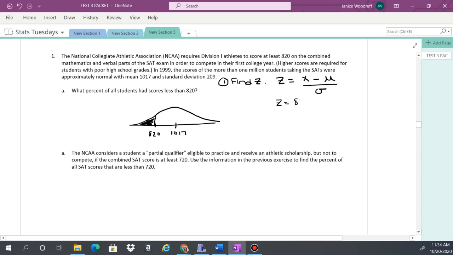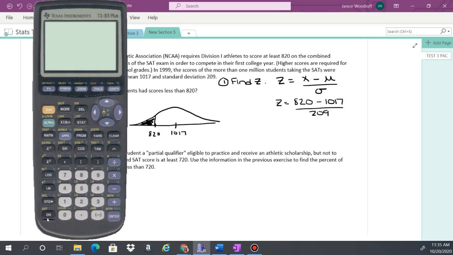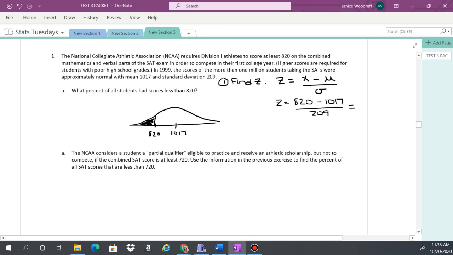Your x is 820. Your mean is 1017. And the standard deviation, 209. So let's see. 820 minus 1017 divided by 209. So negative 0.943. Okay, so that is the corresponding z-score, which all that means is I've taken these scores and I've standardized them, right? This is 0 now, and then this is negative 0.943.